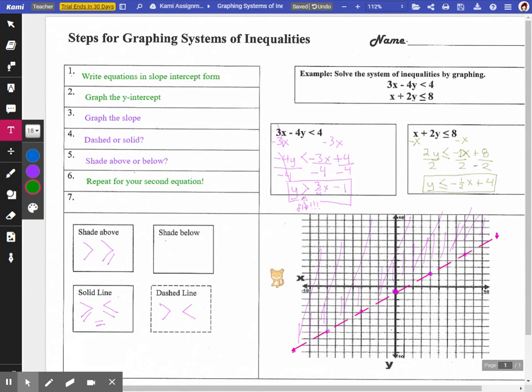So next, I need to do all of that for my other equation. So my y-intercept is 4, so I'm going to go to 4. 1, 2, 3, 4. I'm going to plot my point, and then my slope is -1/2. So I'm going to go down 1 over 2, down 1 over 2, down 1 over 2.